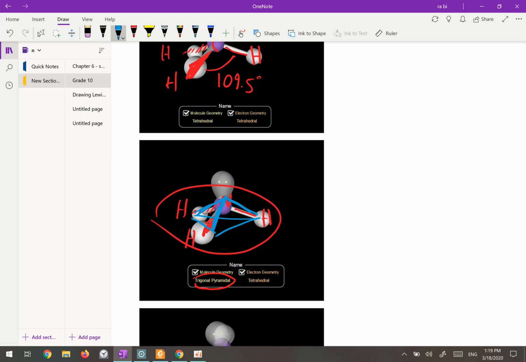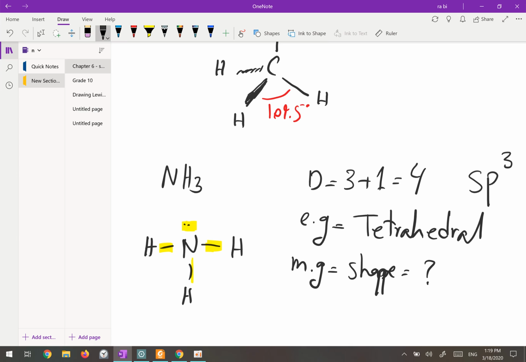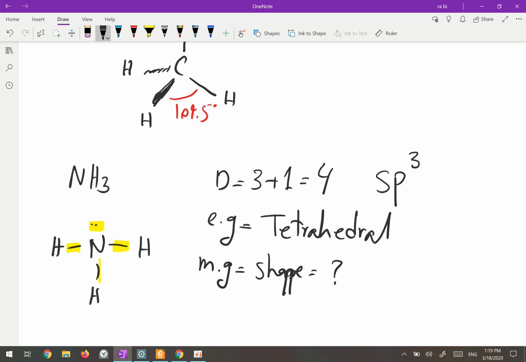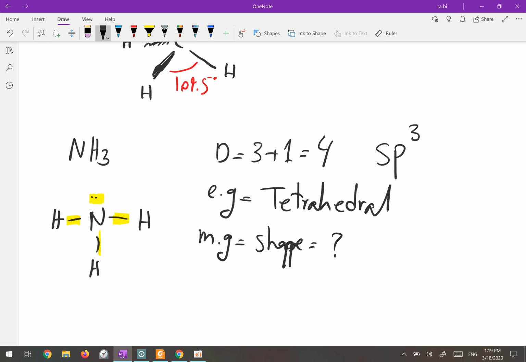So that's why we call it pyramidal structure. So when you have one lone pair in tetrahedral, or in four domains, the shape of the molecule would be trigonal pyramidal.